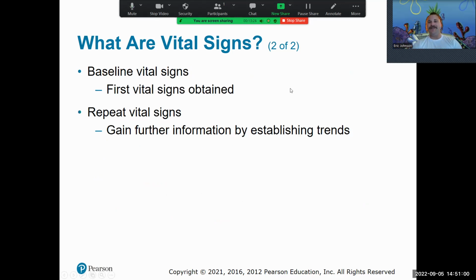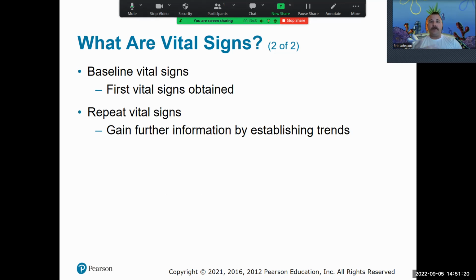Baseline vitals. Your baseline vitals are your first set that you obtain. So a baseline vital set would be whatever you get right off the bat. Baseline meaning this is right where we are. If it's any easier for you, most people look at a baseline as being, this is normal.